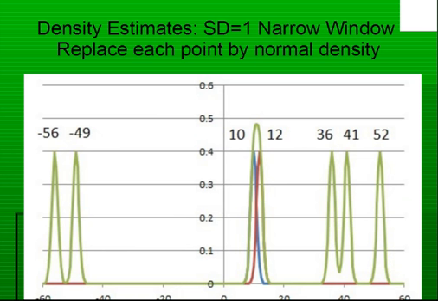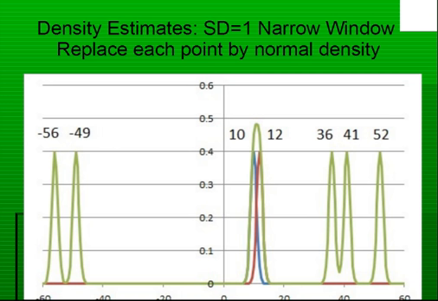Now we go back to the Egyptian stock market data, and we make a density estimate for it. So basically we make a narrow window, so SD equals 1. Since most of the points are separated by more than a distance of 1, each point gets its own normal curve. So as you can see, -56, -49, 36, 41, 52, they all have their separate curves. 36 and 41 are a little bit close, so the two curves are joined a little.